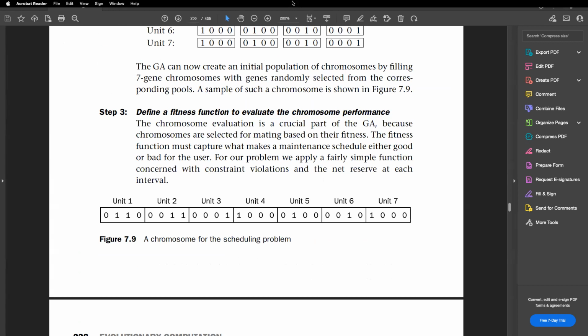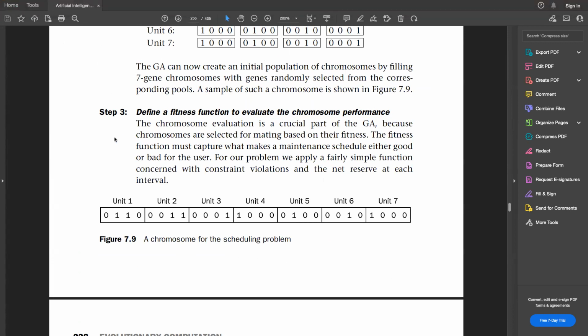So in step number 3, we define a fitness function to evaluate the chromosome performance. Evaluation is a very crucial part of the genetic algorithm, because that evaluation gives us a fitness, which is the basis for mating parent chromosomes. So the fitness function must capture what makes the maintenance schedule either good or bad for the user.